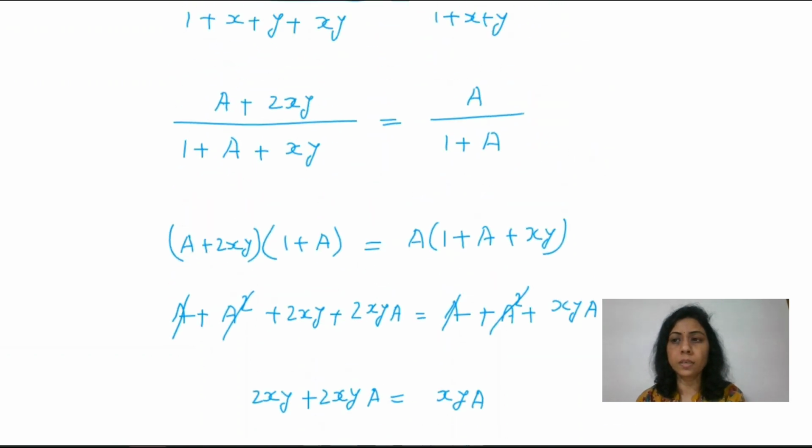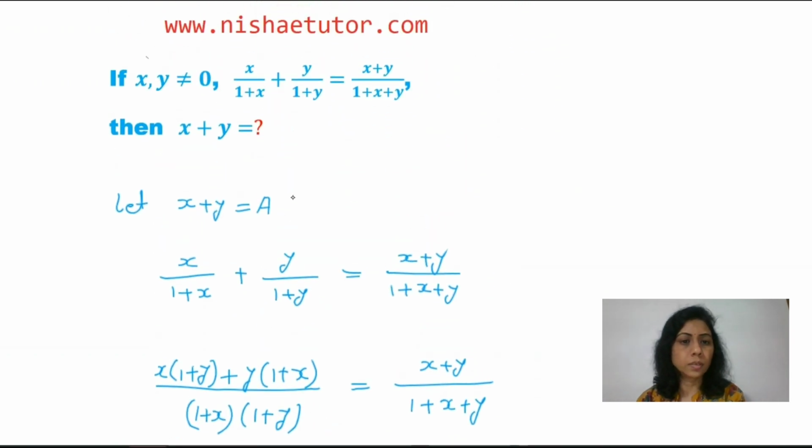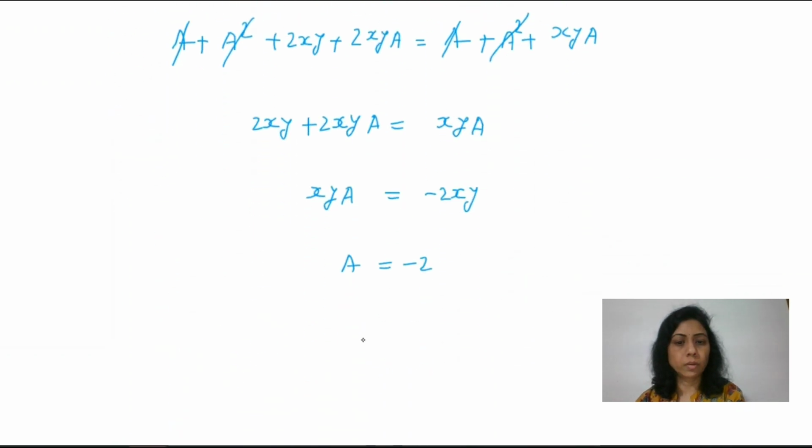And what is a? a was x plus y, and we have to find out x plus y. So x plus y is equal to -2, and this is our answer.